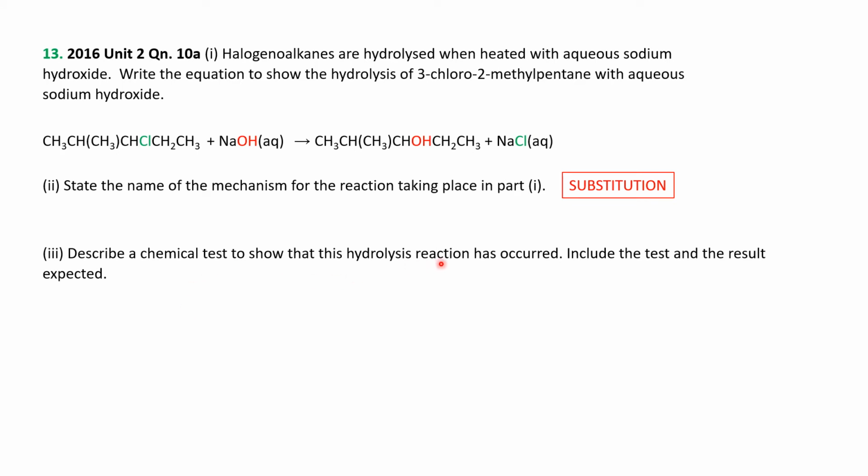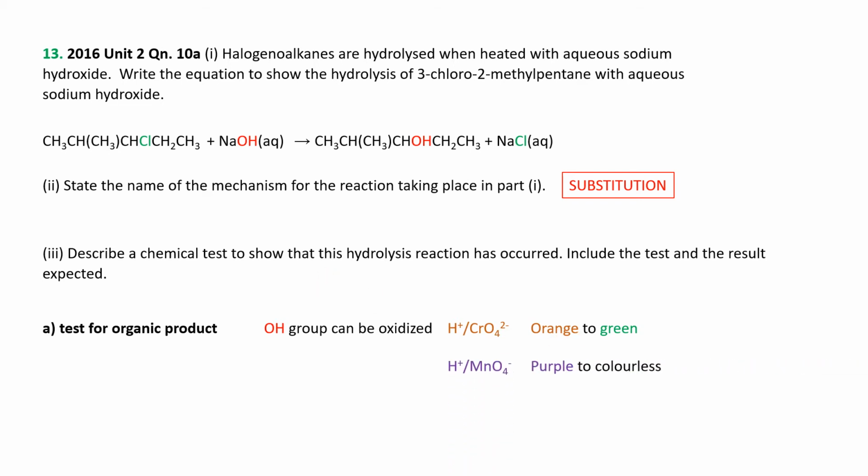Chemical test to show the hydrolysis reaction has occurred, include the test result expected. Well, there are 2 things you can do. You can test the organic product right here because you've made an alcohol, and it is a secondary alcohol, so the OH group could be oxidized using dichromate, which would go from orange to green, or dichromate yellow to the green, or the permanganate to go from purple to colorless.